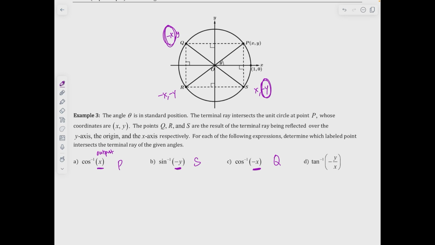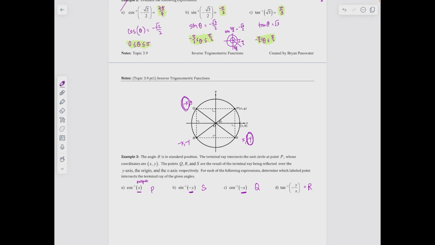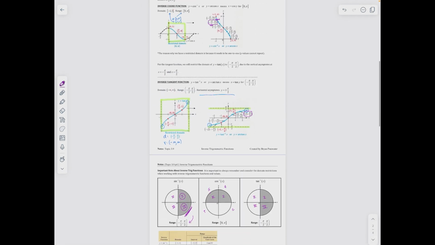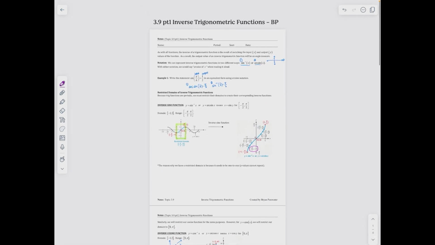And then tangent would be negative y over x, the slope of that line. So the slope would be my point R. That would be how we would get our answers there. And that is our section for 3.9 part 1.